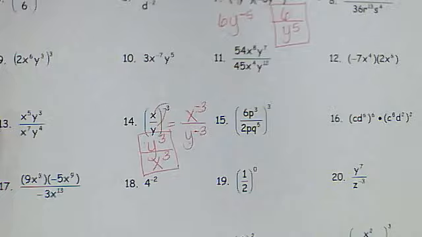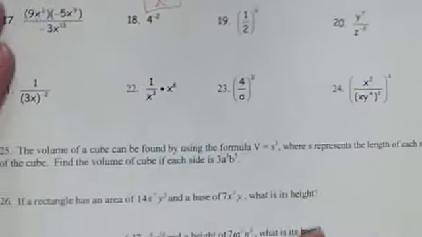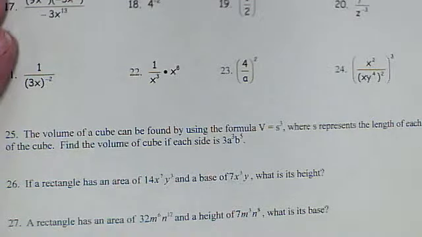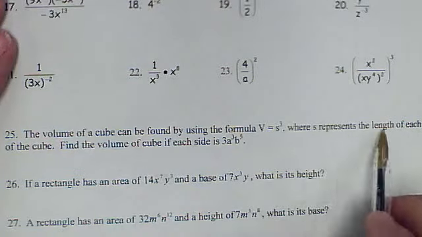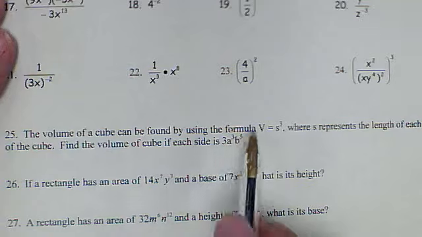I wish you could tell me for sure which ones you need, but you obviously can't since I'm not there. So let's look at number 25. Number 25, the volume of a cube can be found by using the formula V equals S cubed, where S represents the length of each side of the cube. Find the volume of the cube if each side is 3a cubed b to the 5th.